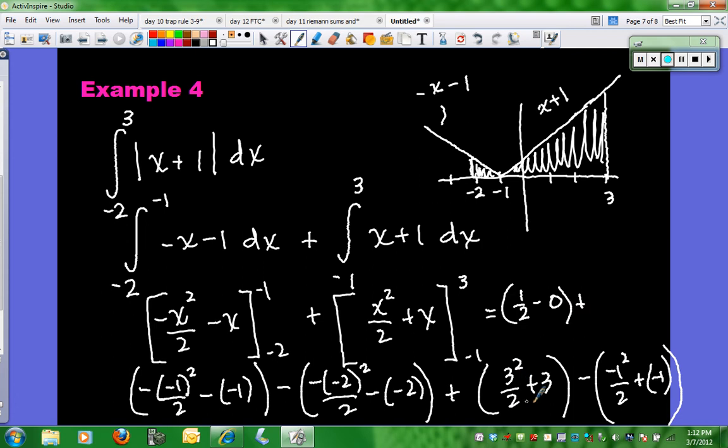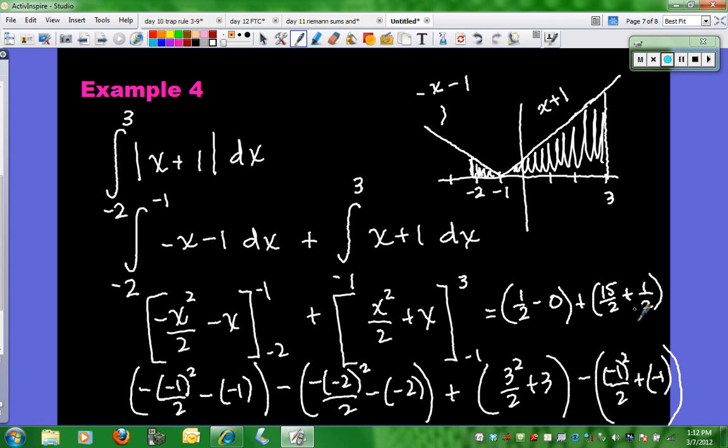And then here we get 9/2 plus 3. So 9/2 plus 6/2, which is 15/2, minus, again, this is now being squared. So it's negative 1 squared, which is 1/2 plus a negative 1. So 1/2 plus a negative 1 gives me negative 1/2, which makes this positive 1/2.